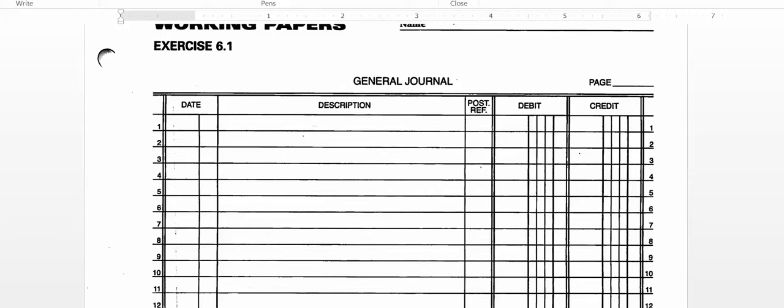Looking at page 171, the first step is the balance of the revenue account is transferred to income summary, and so we would debit our revenue and we would credit our income summary. So think of it this way: you're emptying out the revenue account. All right, so let's get started here.